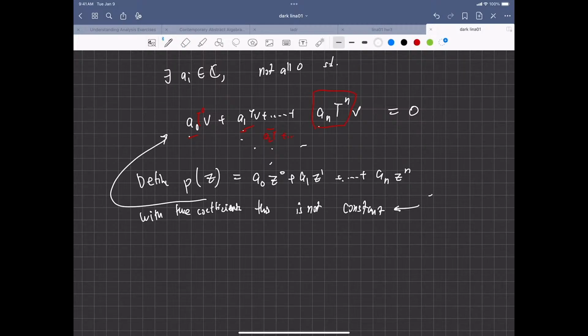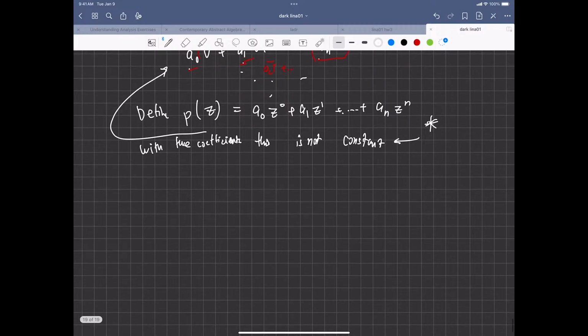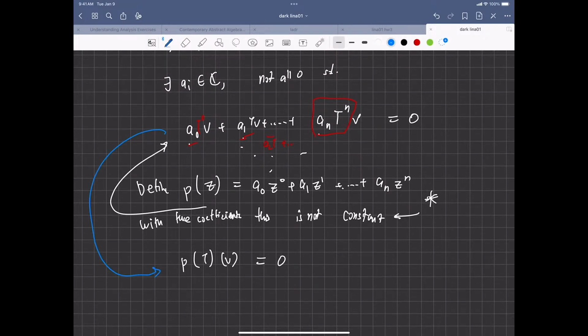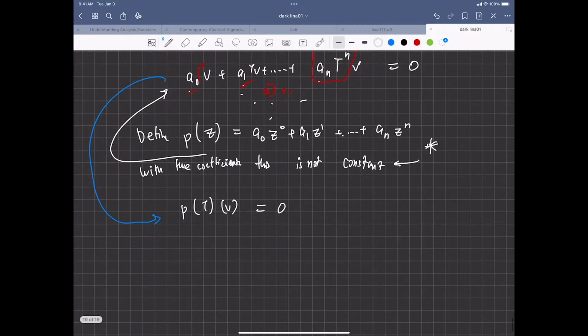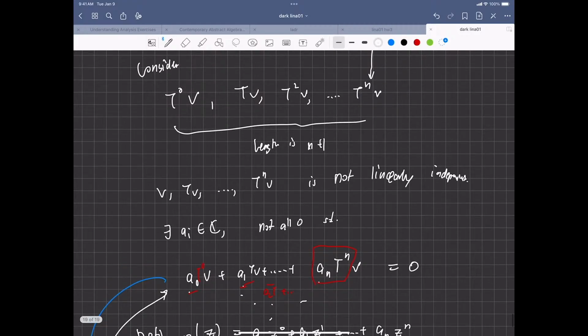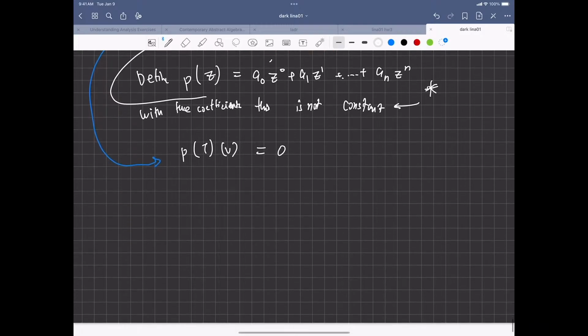So we'll go back to this. If you're confused why this has to be non-constant, we'll go back to this in a bit, so I'll put a star here. So what this tells us is that p(T) of v is equal to 0. Where did we get this polynomial from? This came from the coefficients, to make sure that this list of vectors, T^0 v, Tv, T^2 v, and so on up to T^n v, is not linearly independent.